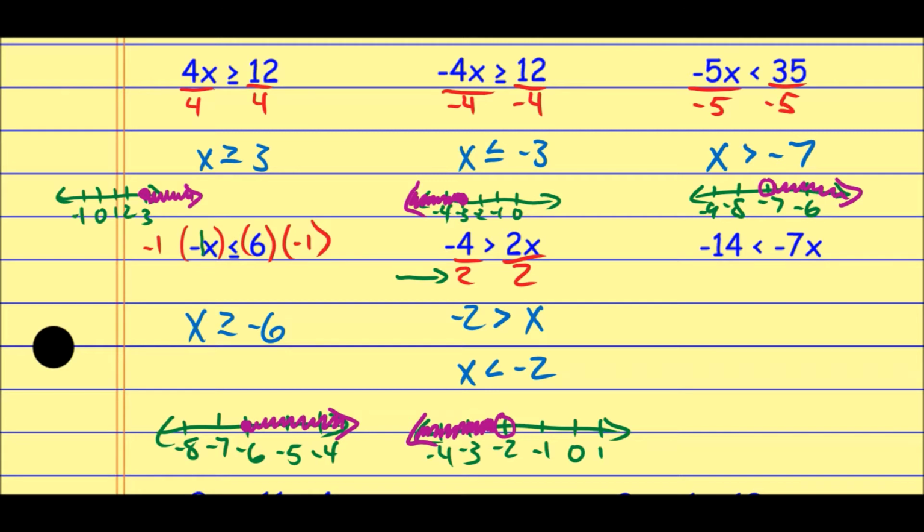If I look at the next one, once again, I have a negative 7x. To solve this, I'm going to divide each side by a negative 7. And so this time I get a positive 2. Over here I get an x. But now the thing I divided by was negative, so I have to flip that inequality sign. So I'm going to rewrite that inequality sign like this.